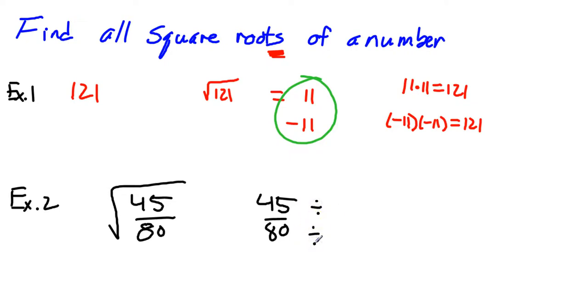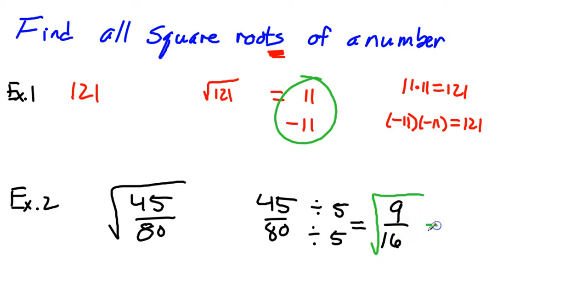Both end in zero and 5, right? So you know for sure you can divide out a 5. So go ahead and divide them both by 5 and see what you get. 45 divided by 5 would be 9. 80 divided by 5 would be 16. Okay. And then realize that you did have a square root there.